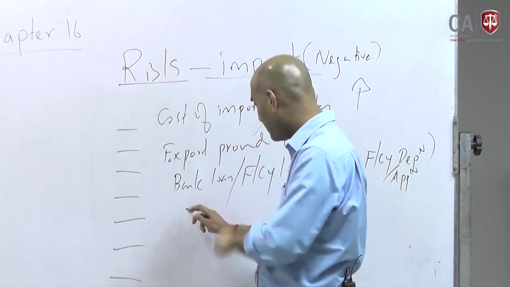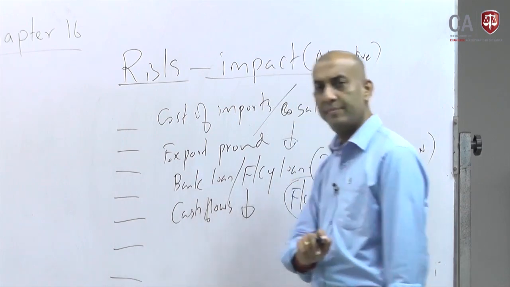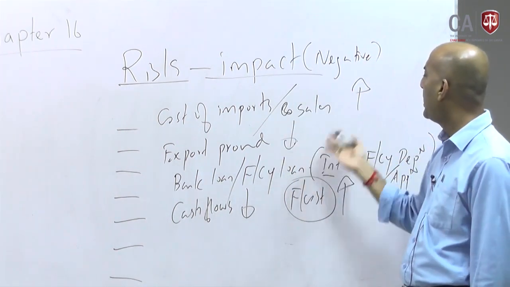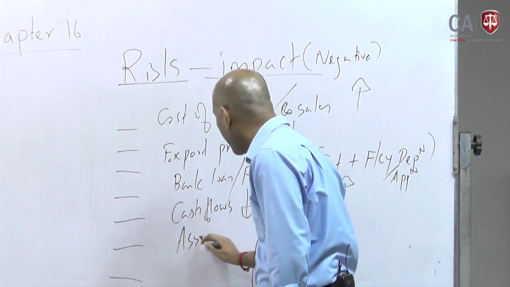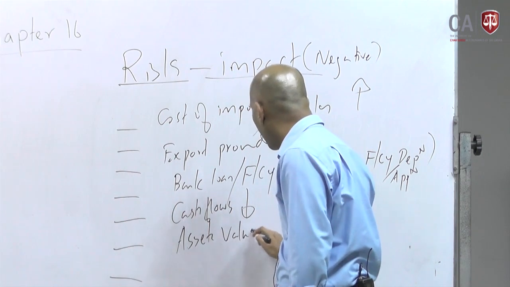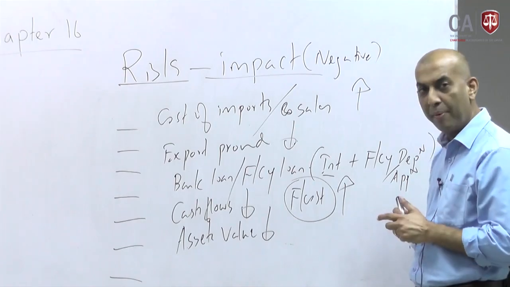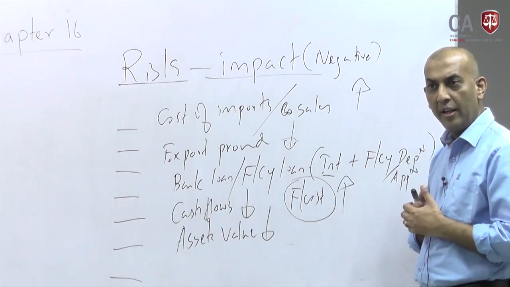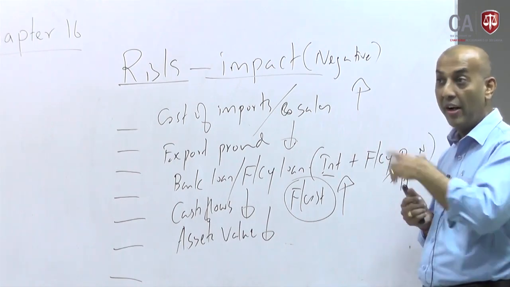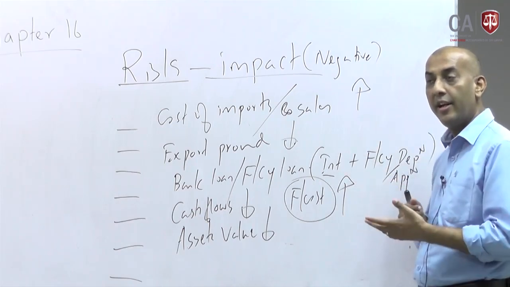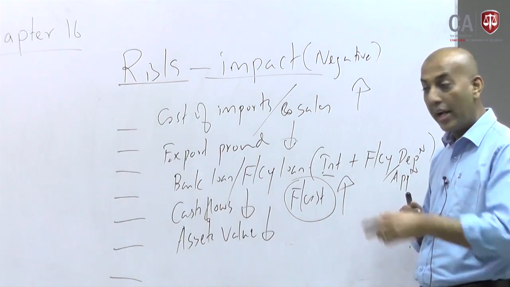Then your cash flows drop. When you say the exports are reducing and cost of sale is increasing, cash flows drop. Then your assets value drops. Say for example, in the earlier example of the Maldives, you have invested in a hotel and the Sri Lanka rupee has appreciated. You put $1 million in Maldives at 183 rupees. One year later, your rupee value is 175. So the assets value drops.